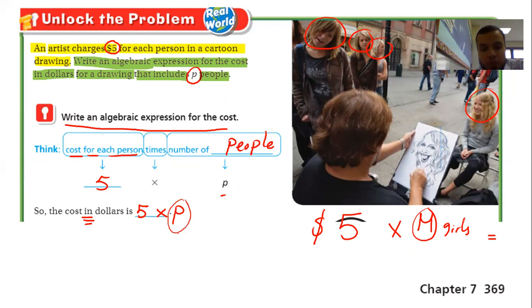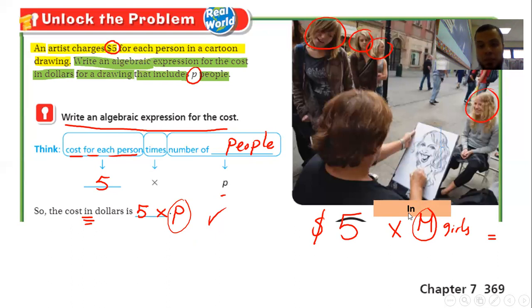Here P represents any number that guy is going to draw. Maybe 4 girls, maybe more than 4 girls, maybe less than 4 girls. This P is for the number of people. So it's a general question. It's a general answer.